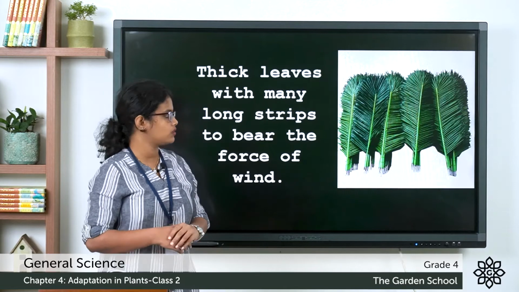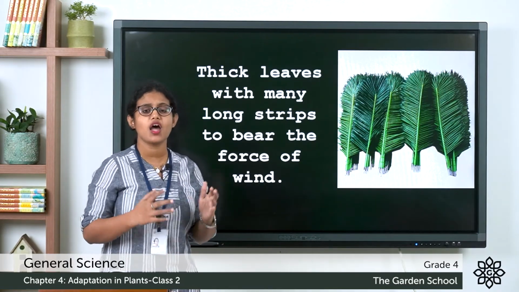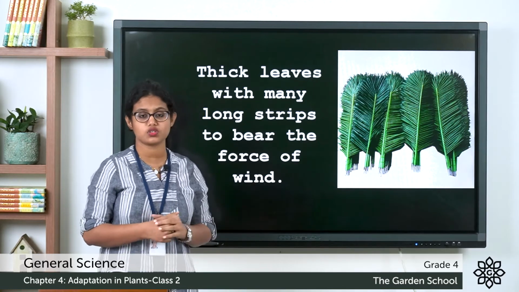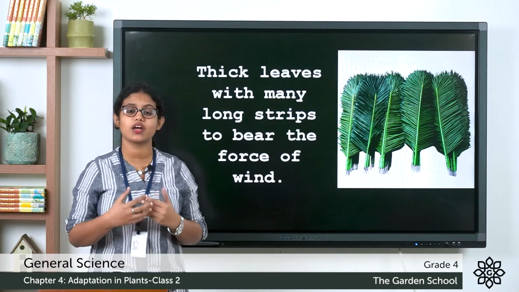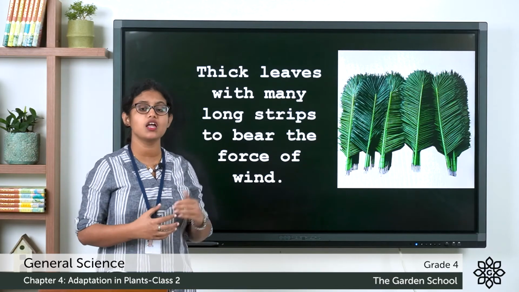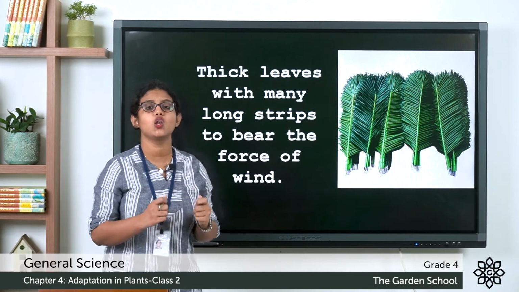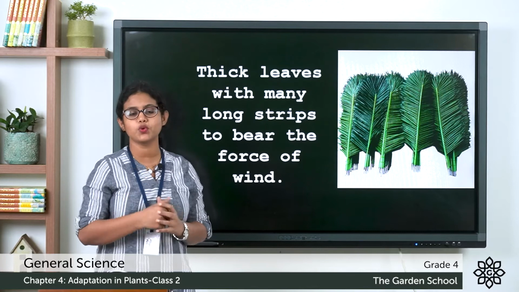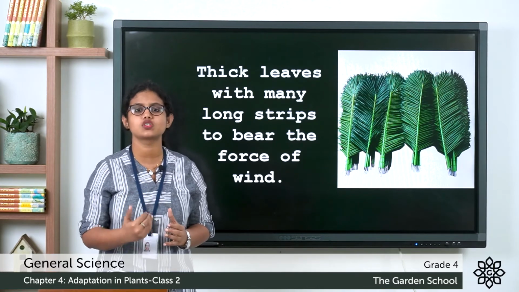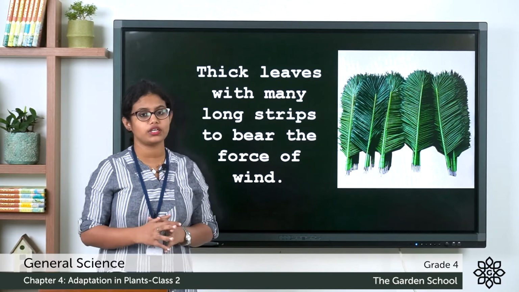The next one is about their leaves. So coconut trees have thick leaves with long strips. So have you seen coconut leaves? If you have seen, you could have observed that they have thick leaves. They have thick leaves with long strips that prevent the plant from being uprooted at the time of strong wind. So that is about the leaves of coconut tree.